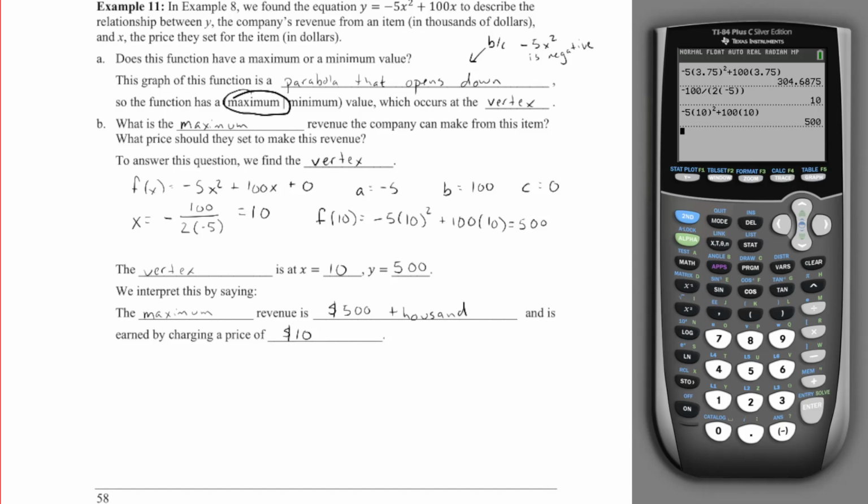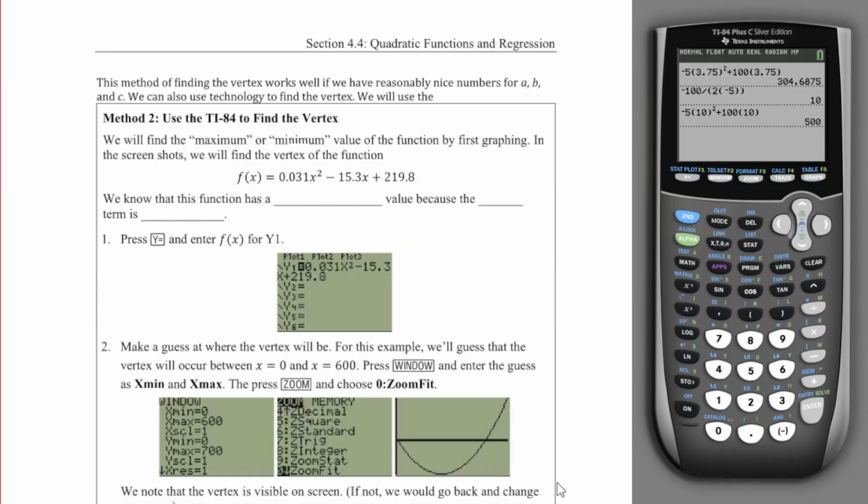Okay, so that method works great if we have relatively nice numbers. Right? Plugging into the vertex formula works great if the numbers are relatively nice. If we have unpleasant numbers, we can instead use the calculator to find the vertex. So how do we do that? So here we have an example of a quadratic function.